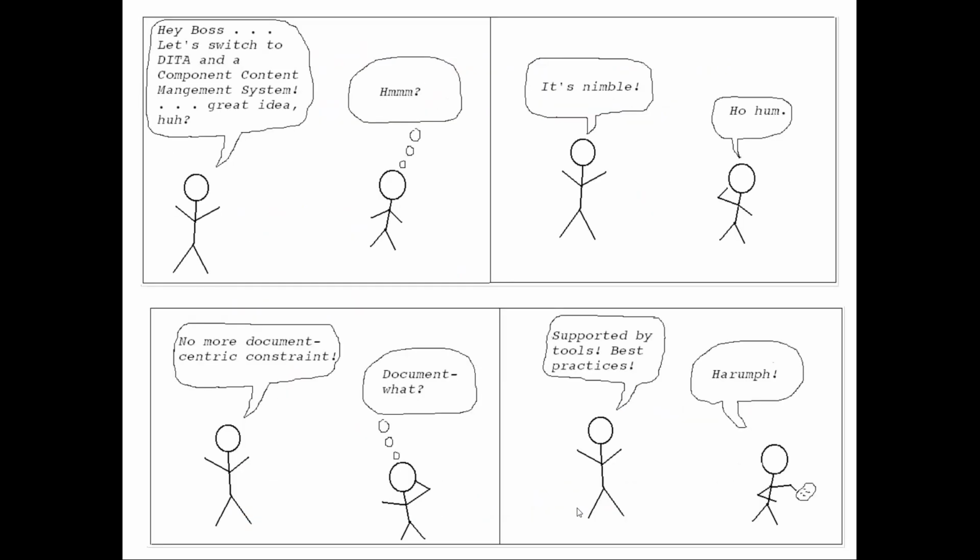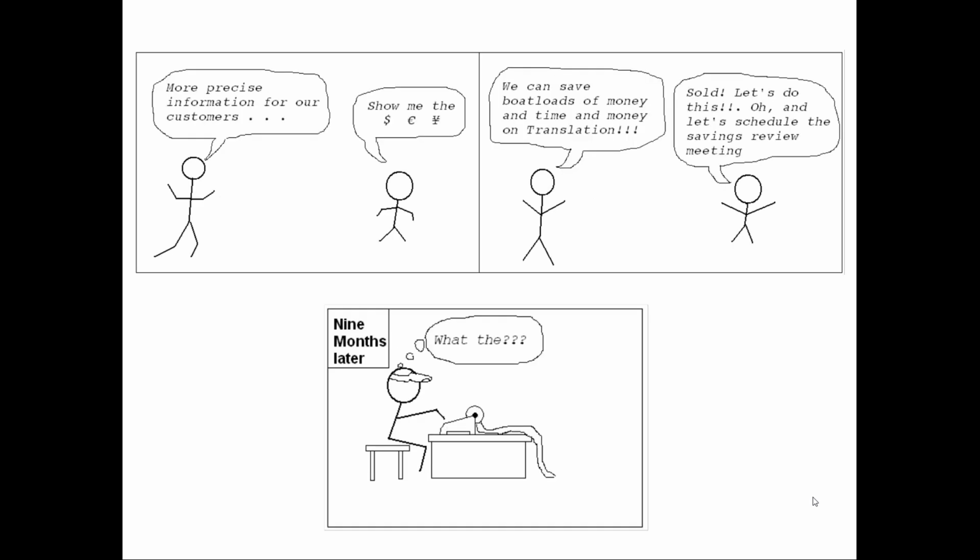So in my little cartoon, we have the technical writer who says, hey boss, let's switch to DITA. It's a component content management system. It's a great idea. The boss is mildly interested. It's nimble. That didn't really resonate with the boss. No more document-centric constraint, and the boss is kind of confused by that. It's supported by best tools and practices, and the boss is kind of not very interested, and he's off looking at his laptop. Then, more precise information for our customers, and the boss says, I'll only be interested if this saves me money. And then the technical writer says, hey, but wait, we can save boatloads of time and boatloads of money on translation. And the boss finally says, you've got my attention, let's do it.